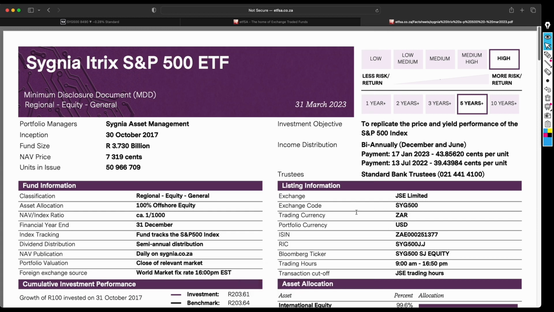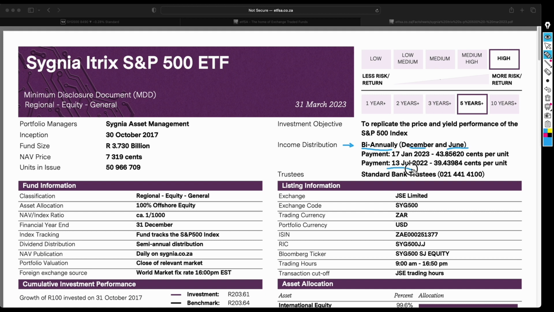So now looking at this MDD, it was last updated in March 2023. Since we are past June 2023, I expect this MDD or fact sheet to be updated, but we're still going to use it as it is. The only thing that is maybe important here is the income distribution date. You can see it distributes biannually, December and June, meaning that in December Sygnia declares that distribution, but it's paid in January, or the declaration is in early January. Same in June, the declaration is early in July, and that distribution is paid in July.